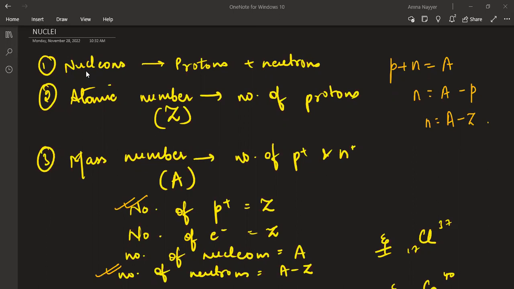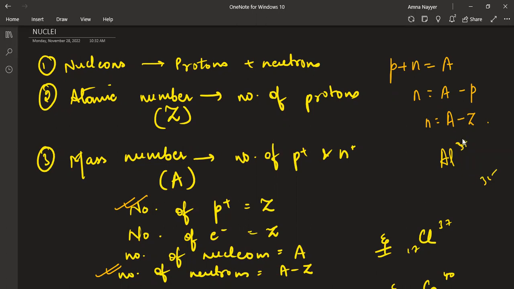Number of protons is the atomic number. We represent atomic number by Z. We represent mass number by A. Number of protons is Z. Number of electrons will also be Z, unless some additional electron has been added or deleted. Like if I say aluminium ion. Aluminium atom is Al. Same number of electrons, same number of protons, but as soon as I write 3 plus here, that means 3 electrons have gone, creating plus 3 charge.